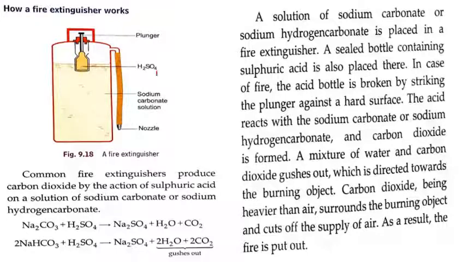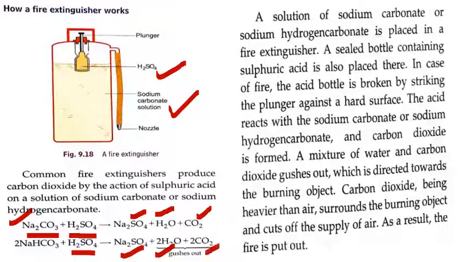Over here you can see it is sulfuric acid. Here sodium carbonate solution is there. So the reaction that is taking place is this one. We are having sodium carbonate over here and it is reacting with sulfuric acid giving sodium sulfate, water and carbon dioxide. If we are having sodium hydrogen carbonate, it will on reacting with sulfuric acid, give sodium sulfate, water and carbon dioxide. In this way, using both of these, we can see that carbon dioxide is formed, which will help in extinguishing the fire.